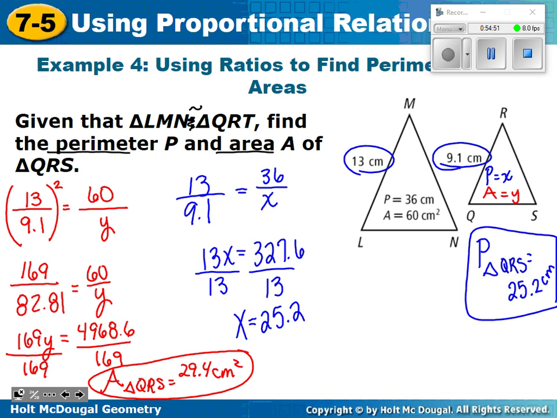Okay, so side to side is the same as perimeter to perimeter. Side to side squared is the same as area to area. Okay, what if they ask you to go backwards real quick before I hand you your assignment? What if they tell you the ratio of the areas is this? And they ask you for the ratio of the sides, or the similarity ratio.